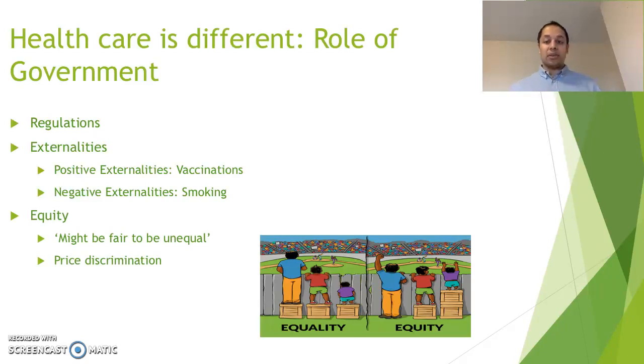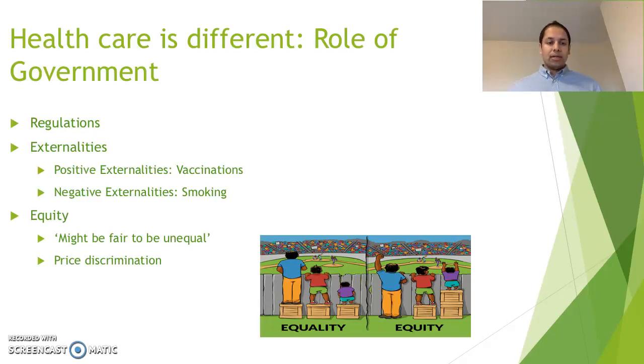The third point is equity. A free market doesn't care in most cases about equity, and the price of a product in the free market would be the same whether you are rich or poor. However, in healthcare, it might not be the best thing to do because the rich can pay more, because they can afford it anyway, and the poor can pay less. And there are some groups of people in the general population who cannot pay anything because of poverty, or they are elderly or children and so on. In that case, the government can step in and bear the cost for them.